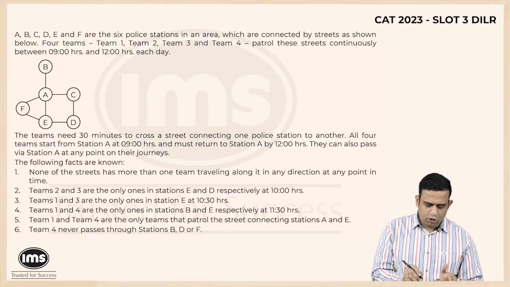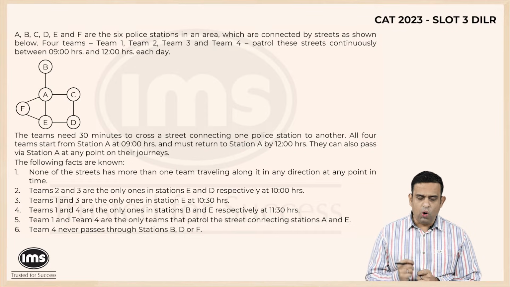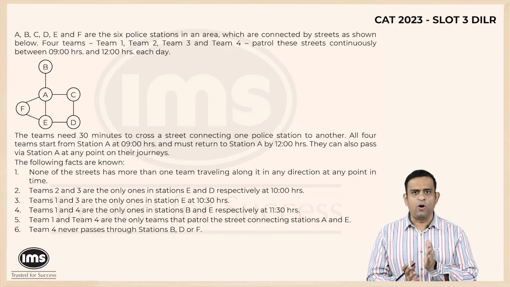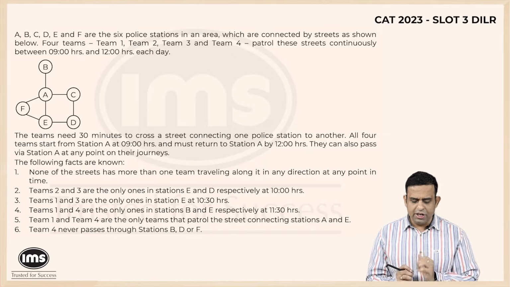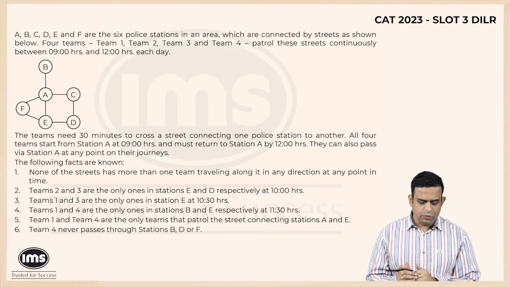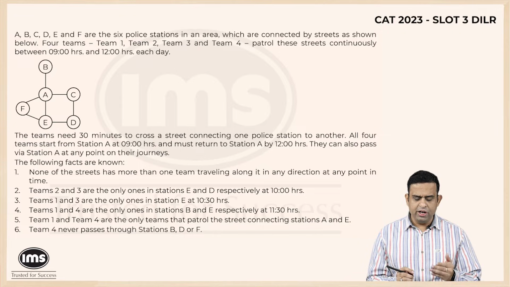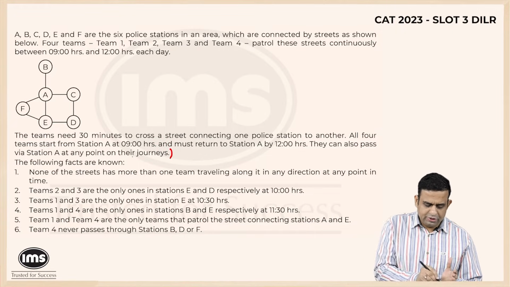Now, they are also telling you the team needs 30 minutes to cross a street connecting one police station to another. All 4 teams start from station A at 9 o'clock. So at 9 o'clock, all of Team 1, 2, 3, 4 are going to be at station A and must return to station A by 12 hours. They can also pass via station A at any point on their journey. So let's try to understand what they are trying to convey in this particular sentence.